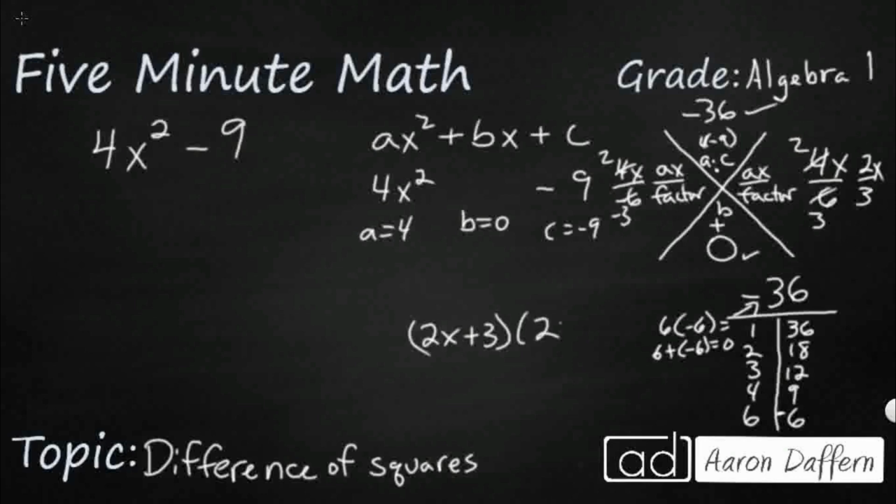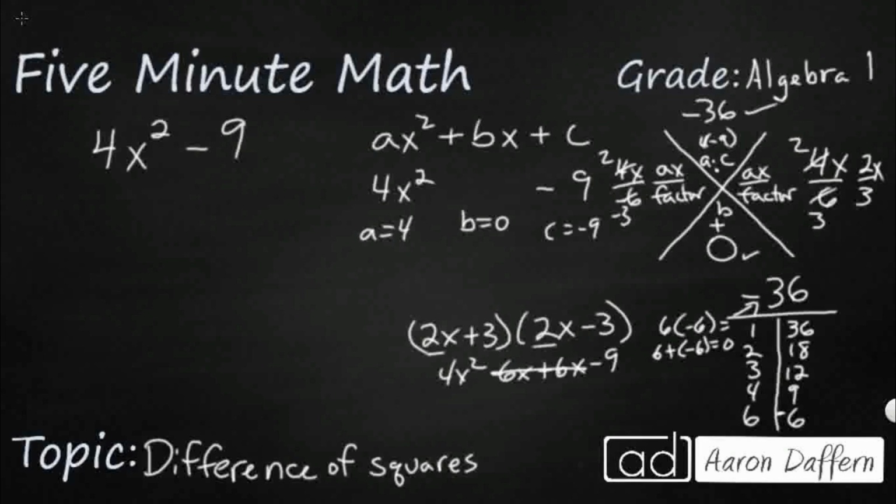So 2x minus 3. Now, if I want to FOIL this out here, that's 4x squared minus 6x plus 6x minus 9. So these two cancel each other out. I get back to my 4x squared minus 9. Now, I did all of that with the diamond method. It's one way to think about it.